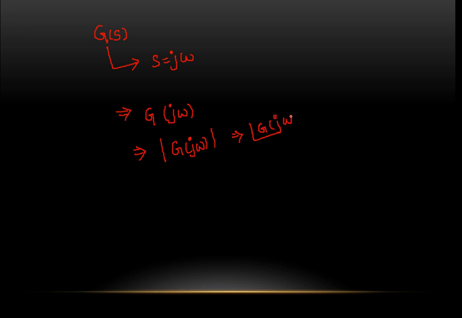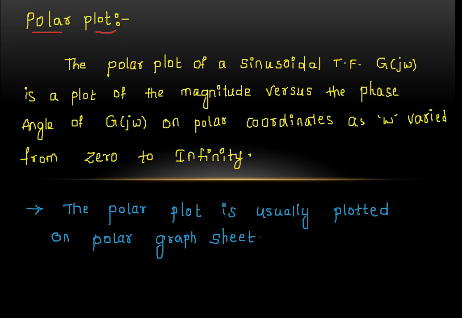And if you draw the graph between this magnitude versus phase of the open loop transfer function on a polar graph sheet, then it will become the polar plot. That's the definition of the polar plot. The polar plot is generally plotted by using the polar graph sheet.